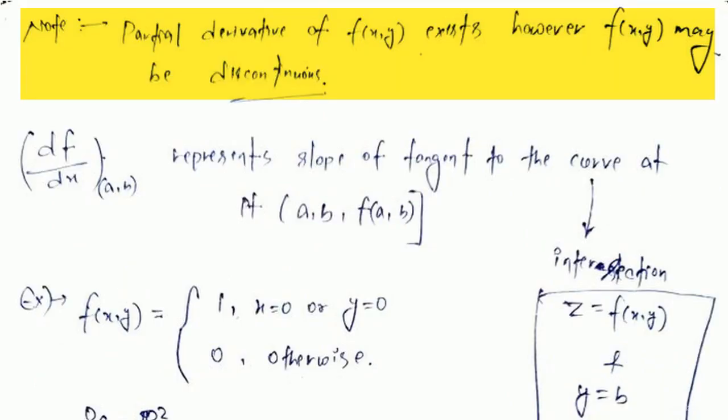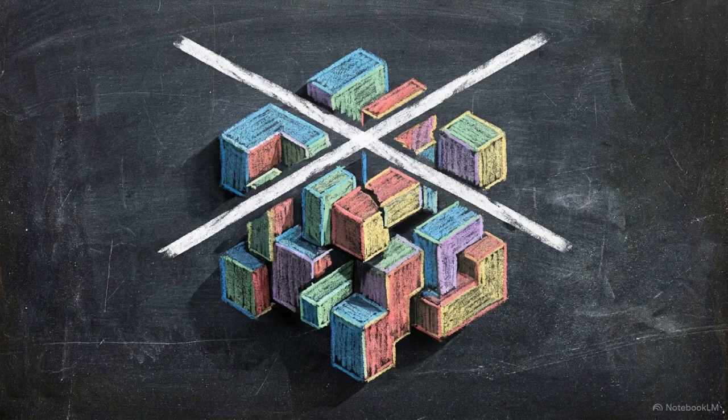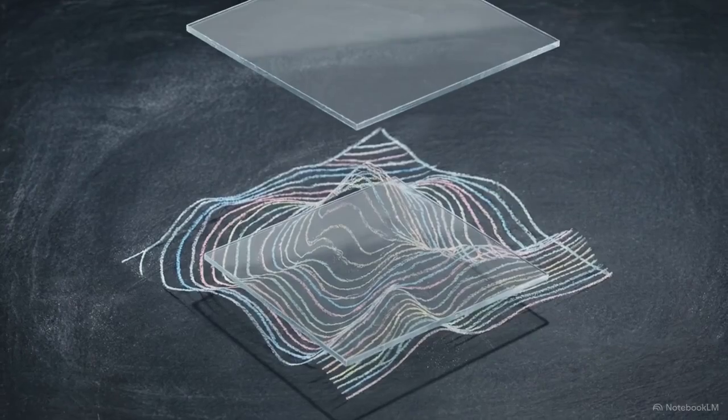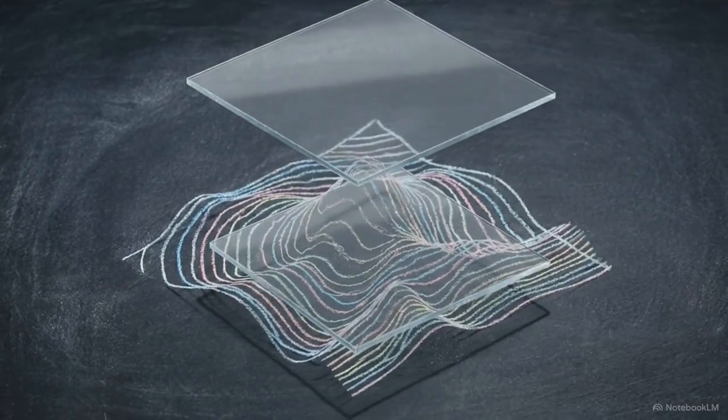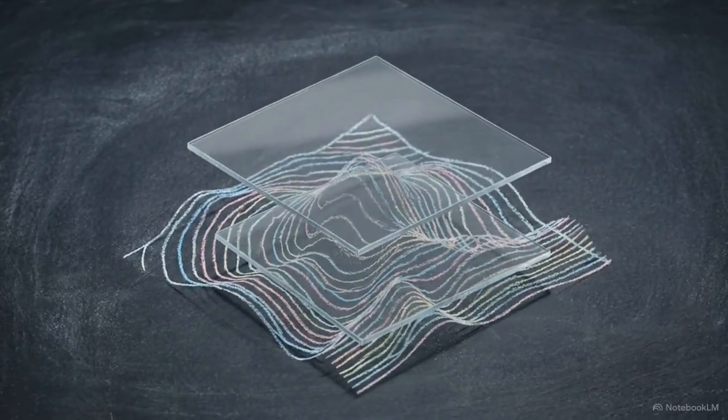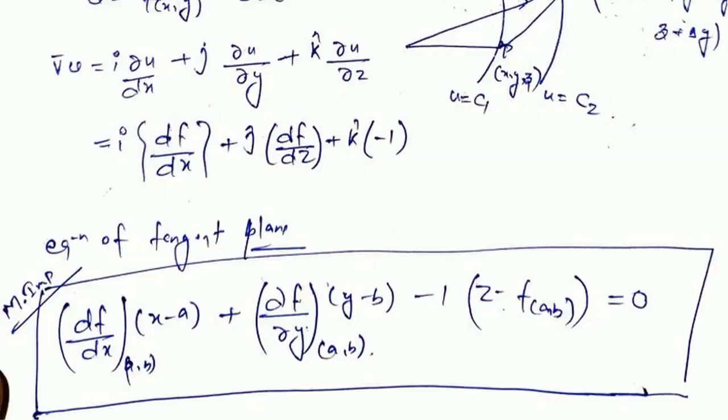The mere existence of partial derivatives does not guarantee that a function is differentiable or even continuous. True differentiability requires more than isolated cross-sections. It requires a unique, continuous tangent plane. Imagine a flat, rigid pane of glass descending to balance perfectly on a single point atop the surface. Here is the exact equation for that plane.